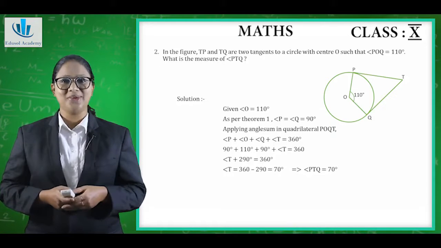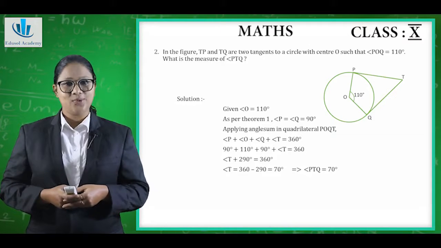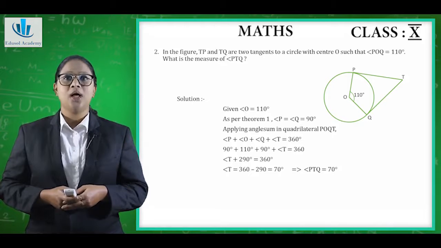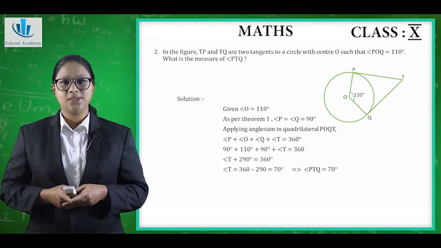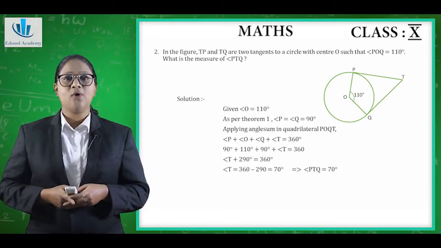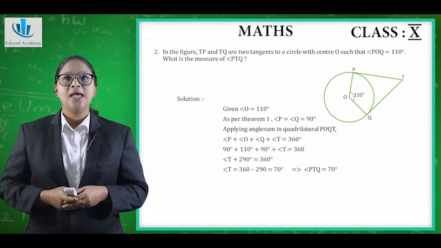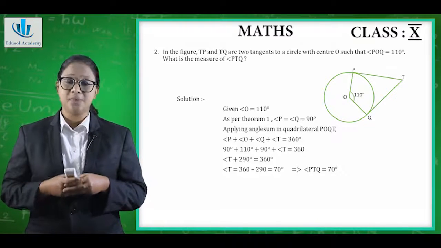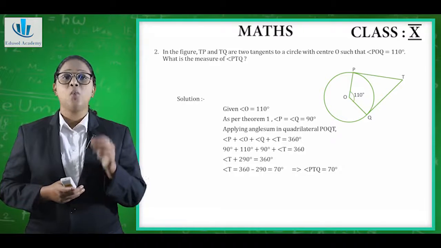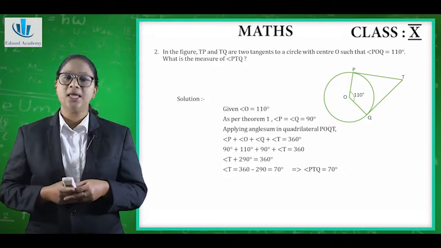Let's move on to the third question. In the figure, TP and TQ are two tangents to a circle with center O, such that angle POQ is equal to 110 degrees. What is the measure of angle PTQ? So they have clearly given the figure. We can see that angle POQ is equal to 110 degrees. Now applying Theorem 1, we can say that angle P and angle Q are 90 degrees each.